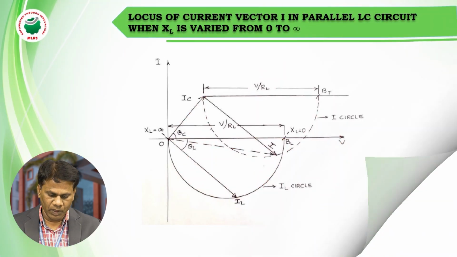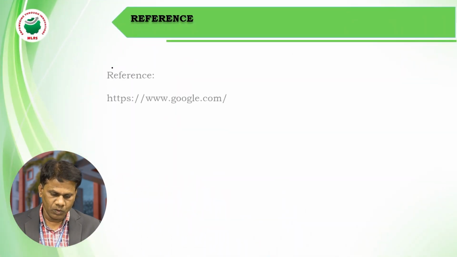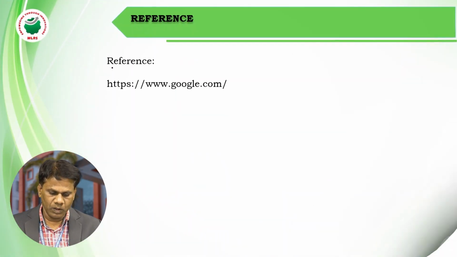I took this topic from a reference source on Google. So this is all about the locus diagram of the LC circuit by varying the inductive reactance XL.